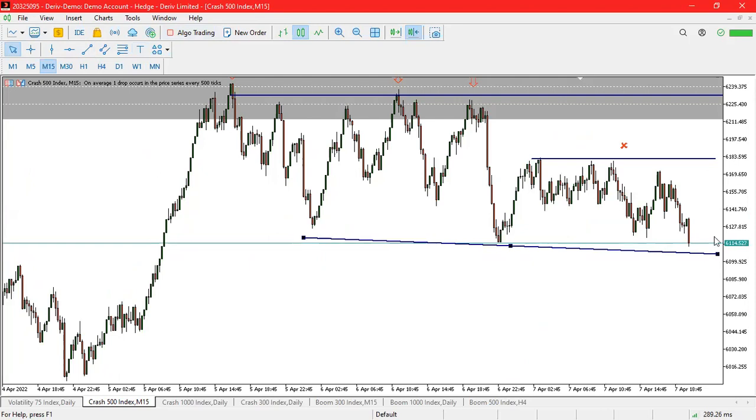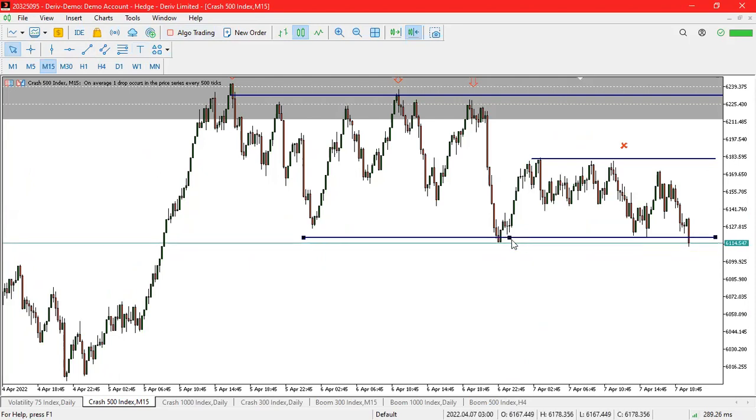No, guys, we don't have support levels here. We don't have support levels because crash is crash. Once it breaks below, it goes. So now if you check, guys, I had this trade. I wanted us to catch this spike. Unfortunately, I was explaining. So this is Crash 500.